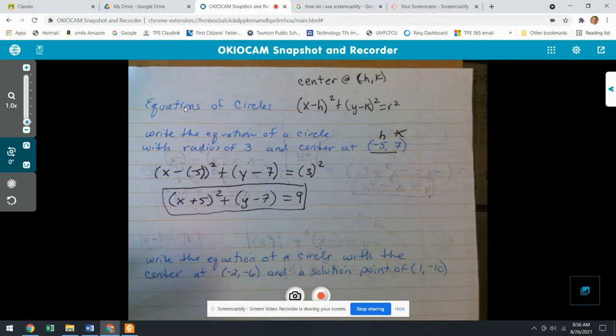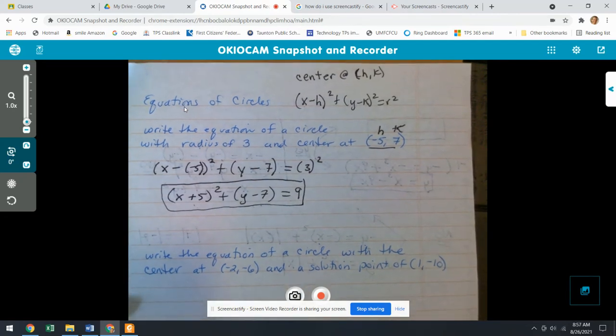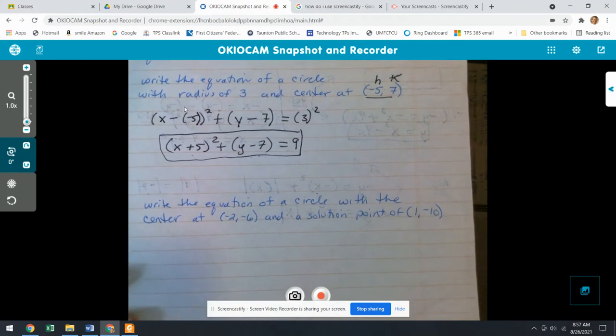So again, this is an Algebra 2 topic. You should have seen it before, so I'm not spending a lot of time on it, but I just wanted to remind you how that works.